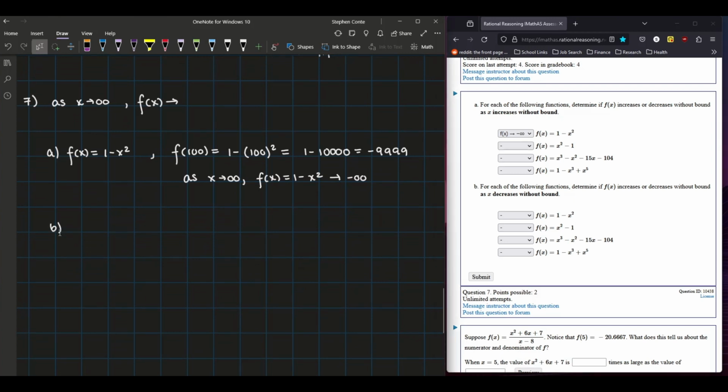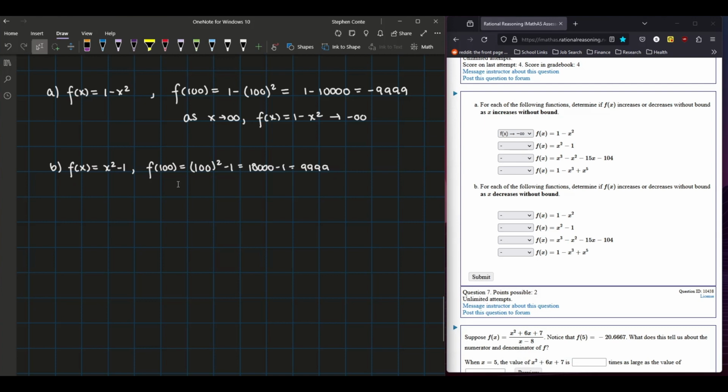For b, f of x is x squared minus 1. A really large number here is going to be 10,000 minus 1, which is 9,999. If I input a larger number than that, like 100,000 for my x value, that's going to be huge, but it's still going to be a positive number. So f of x tends to infinity, or increases without bound.